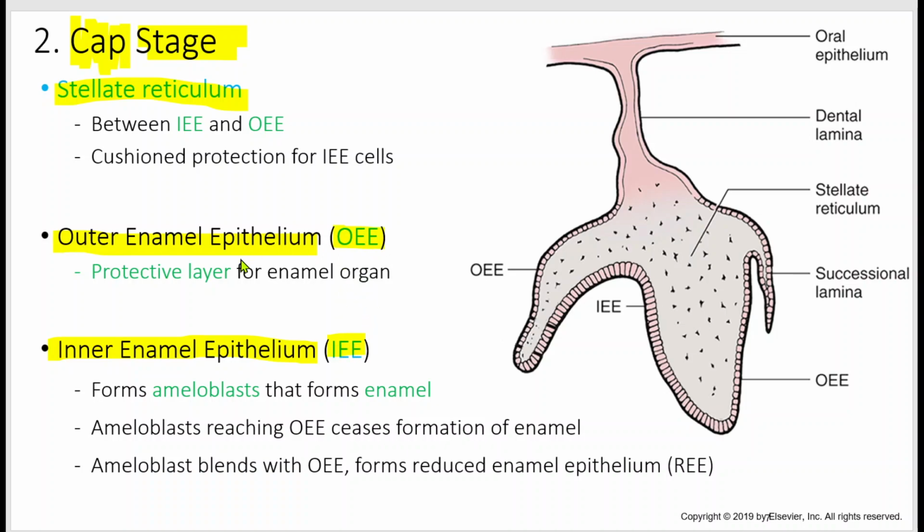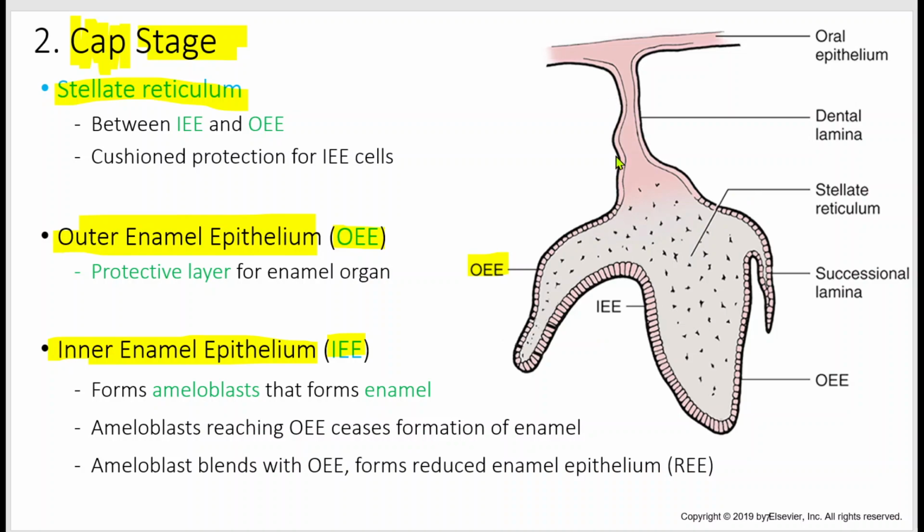Definitely on the test you want to mention the whole thing, outer enamel epithelium, but I'm saying it here in the PowerPoint. So as you can see, the stellate reticulum is the one that is between the inner and outer enamel epithelium. So let's take a look. Where's the inner, where's the outer? This is the outer enamel epithelium. This picture, you need to recognize it and be able to know which one is which.